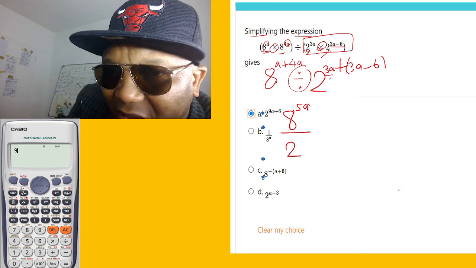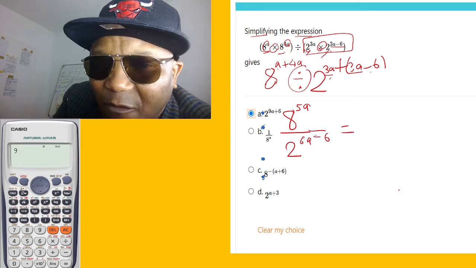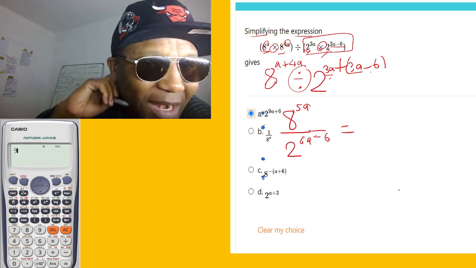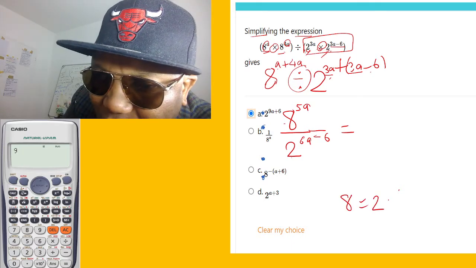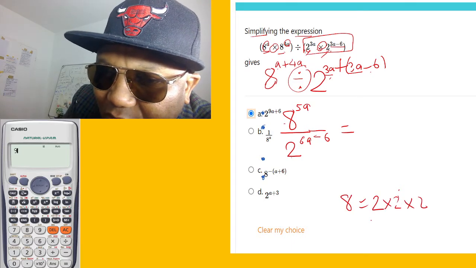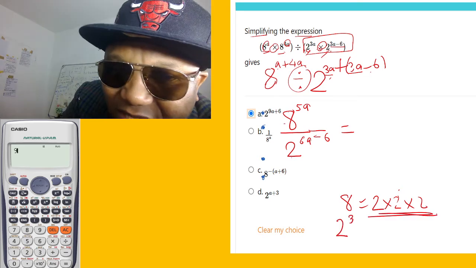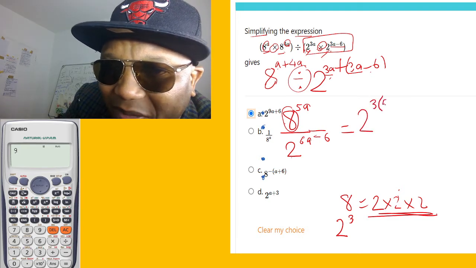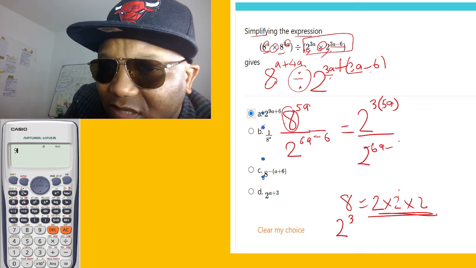Now 3a plus 3a equal to 6a minus 6. If you look carefully, we have a 2 and an 8, but we can do something about it. I can change this to have the same base. 8 is 2 times 2 times 2, so it's 2 power 3. So instead of this 8, I'm going to say 2 power 3, multiplied by this 5a, over 2 power 6a minus 6.